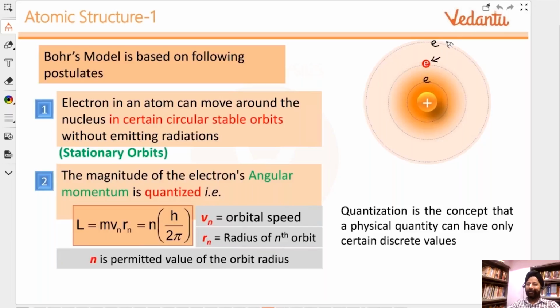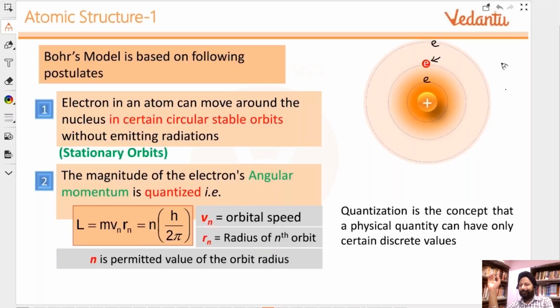So these are quantized. When the electron is moving in these levels, these are stable levels. When you go in them, there is no energy emitted. There is no photon emitted. Even though the electron is accelerated, it does not emit any radiation.